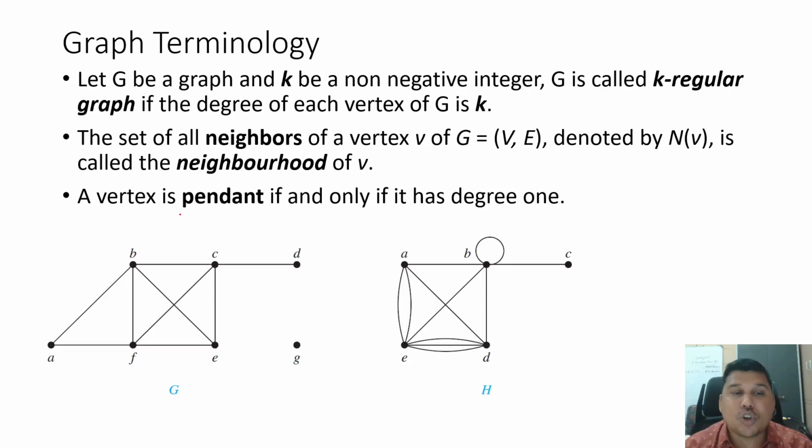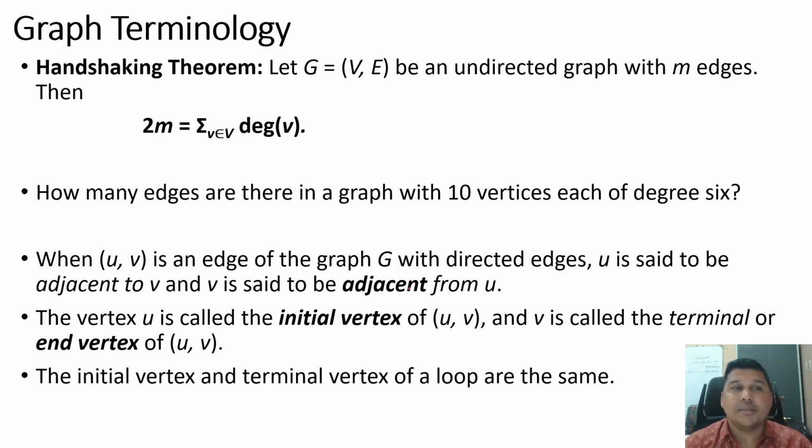Now, a vertex is called pendant if its degree is 1. See this vertex D, its degree is 1. Why? It is incident with only one edge. Such vertices for which the degree is 1 are called pendant vertices. See here, C is a pendant vertex because the degree of vertex C is 1, which means it is incident with only one edge. So this is about a few graph terminologies.